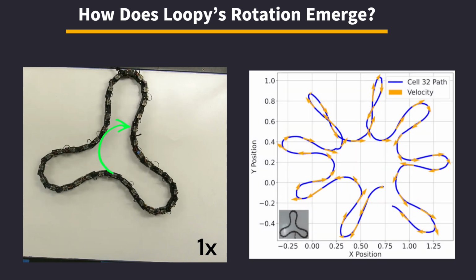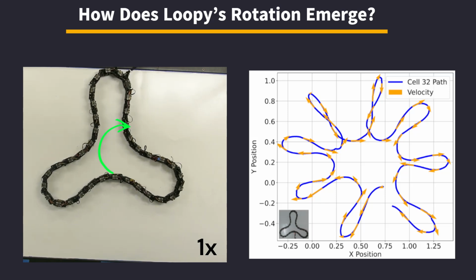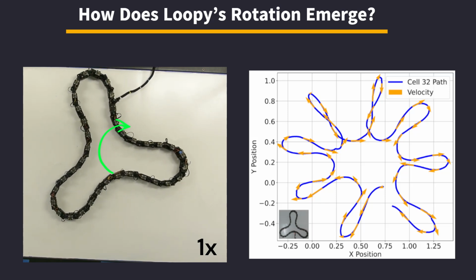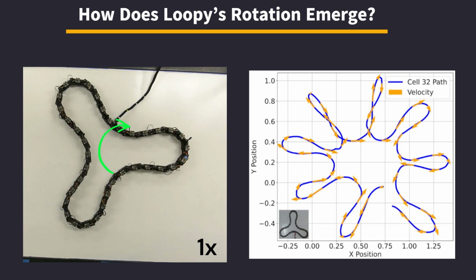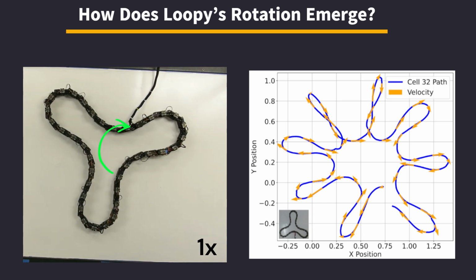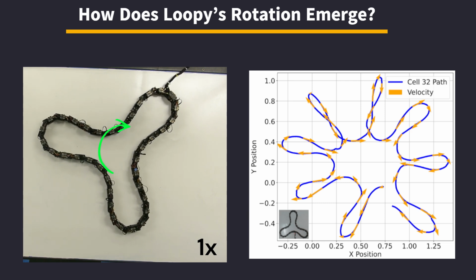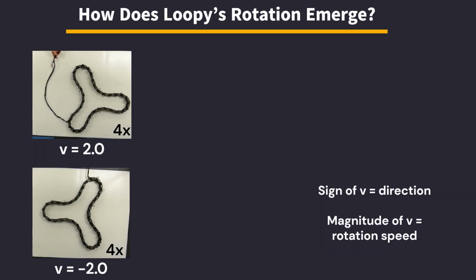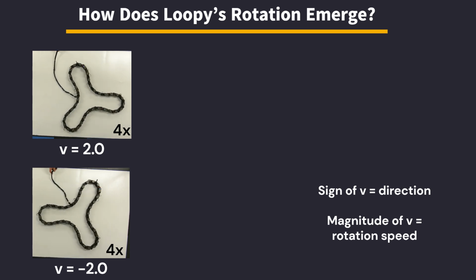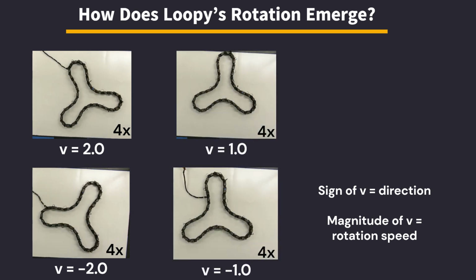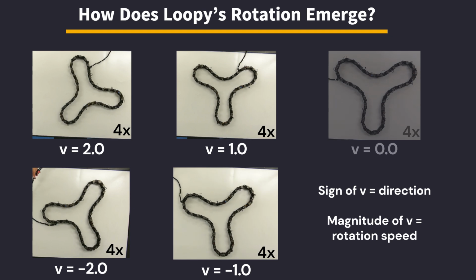Also, from the plot of the trajectory of one of Loopy's cells, we can see that its tangential velocity is highest in the valley between lobes, and the velocity is very small near the tips of the lobes. Thus, it is likely that Loopy is pushing off the tips of its lobes to rotate. The sign of the wave speed parameter dictates the direction of rotation, and as the magnitude decreases, Loopy rotates slower.